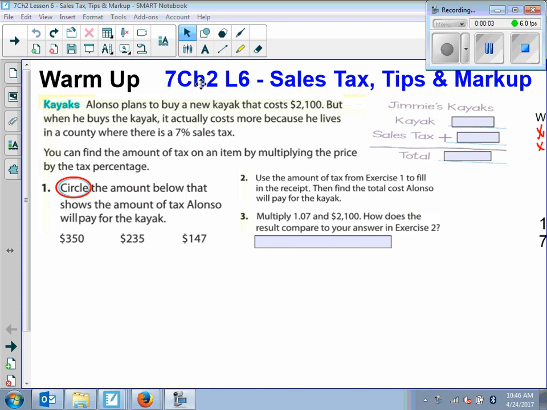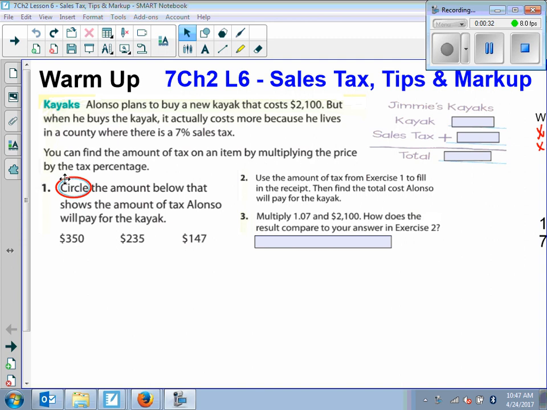So today we're looking at Chapter 2, Lesson 6, which is Sales Tax, Tips, and Markup. For the warm-up, it says, Alonzo plans to buy a new kayak that costs $2,100. But when he buys a kayak, it actually costs more because he lives in a county where there is a 7% sales tax. Okay?